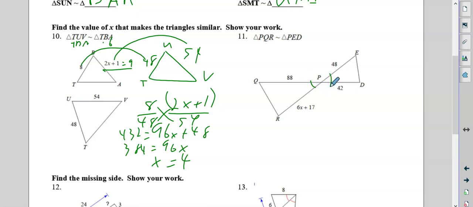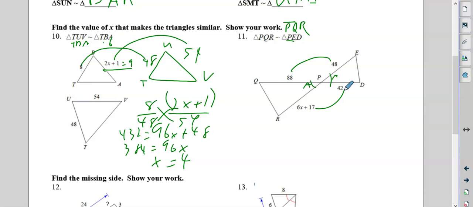First off, notice that we have vertical angles. So right off the bat, we have A and A. Now it says PQR, PED. So notice PQ is 88. That matches up with PE, which is 48. Okay? And then these two are related.